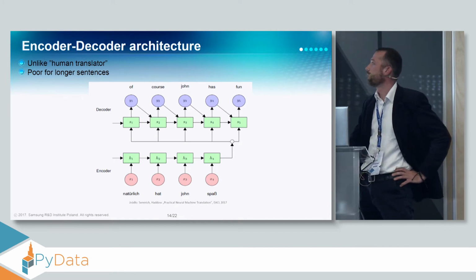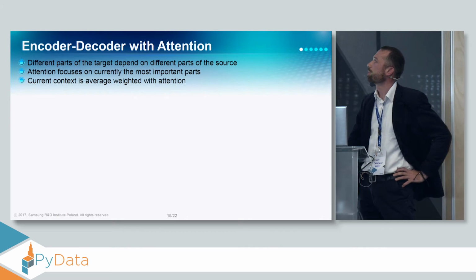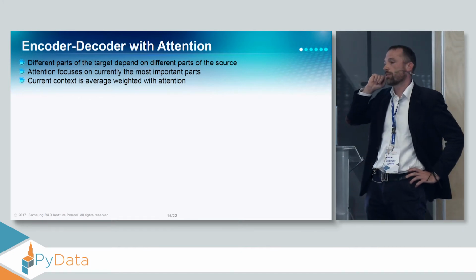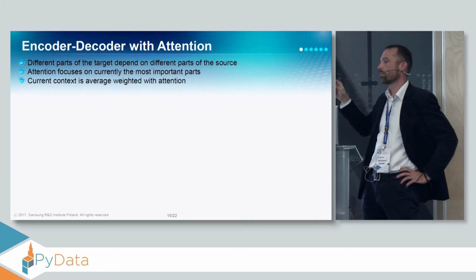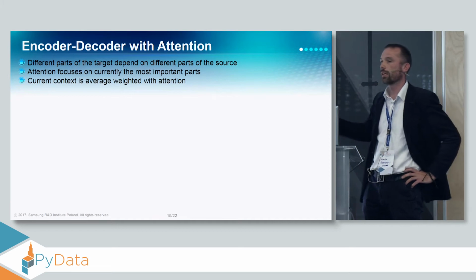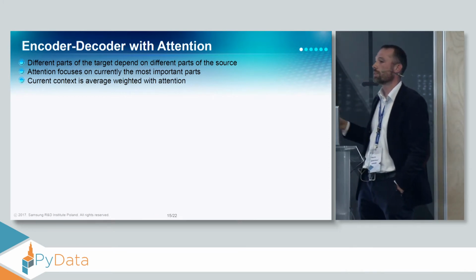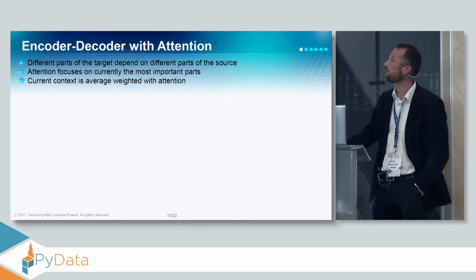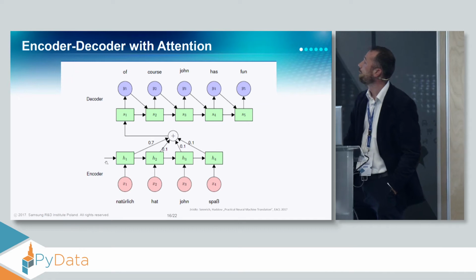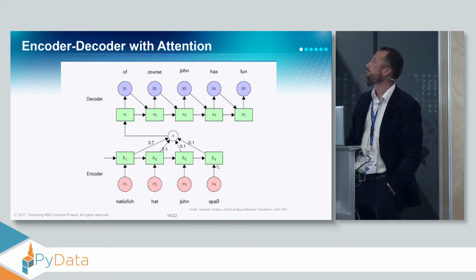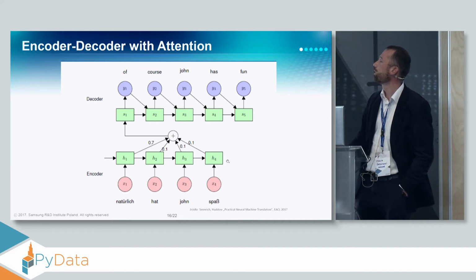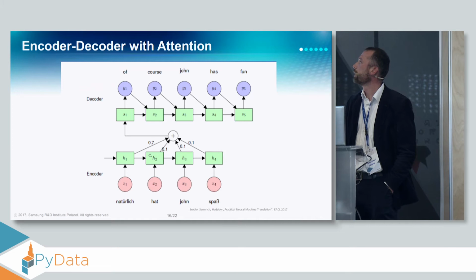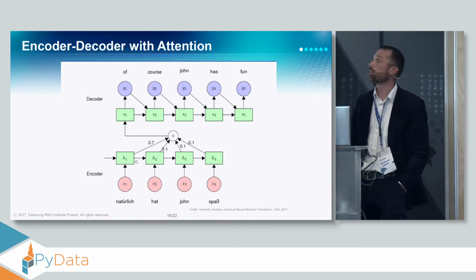So the next step in the evolution of neural machine translation was the encoder-decoder with attention. A human does not translate by reading the sentence, remembering it, and generating the output, right? A human reads the sentence, knows the context, and then goes back to the source sentence and translates part by part. And this is what attention does. So now we do not remember only the last state of the encoder, but we remember each state while decoding, right? So we have a bunch of hidden states of the encoder, and we call them annotations.